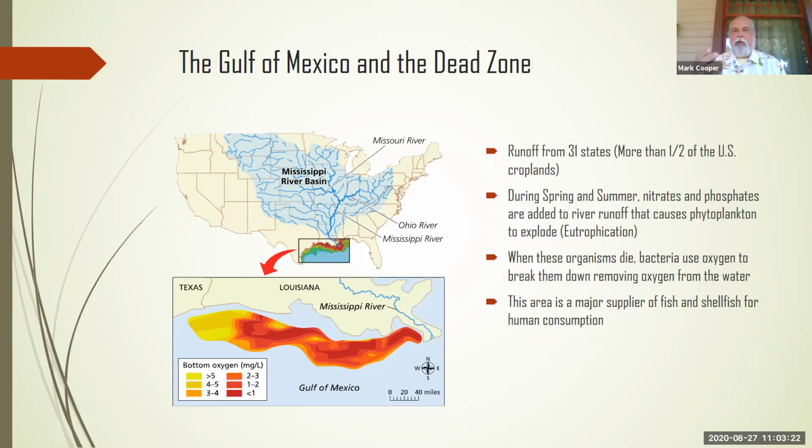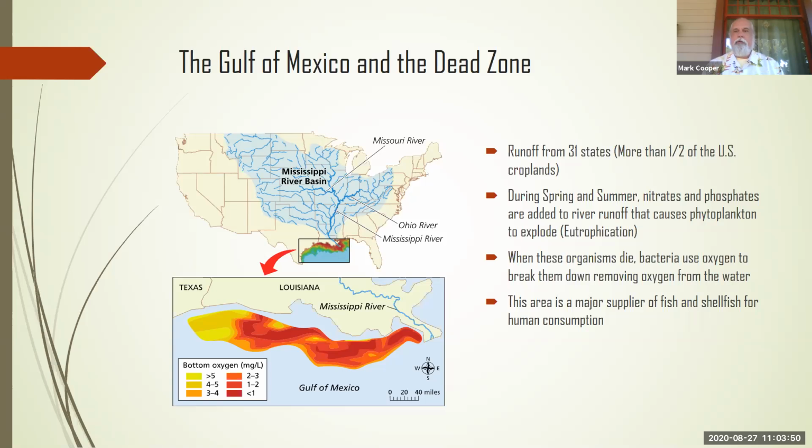Eventually those will die off, and when they die off, they sink. There's bacteria then that break them down. That bacteria uses oxygen. When all the oxygen gets used up in the ocean, we have die-offs of fish, shellfish, crayfish, lobster, clams, all kinds of different things. So it's this vicious cycle. We do want you to realize that.